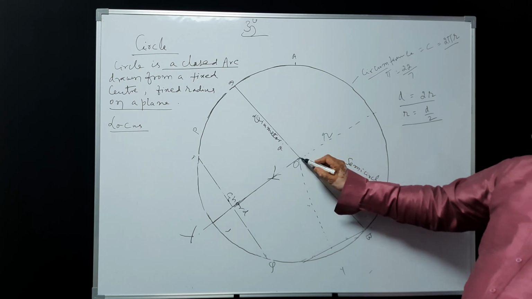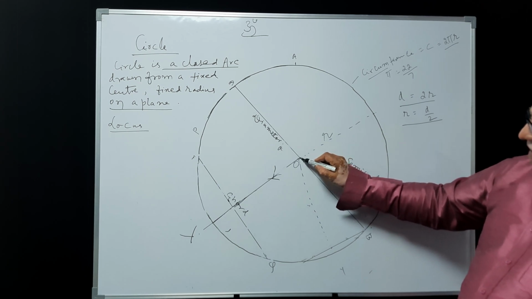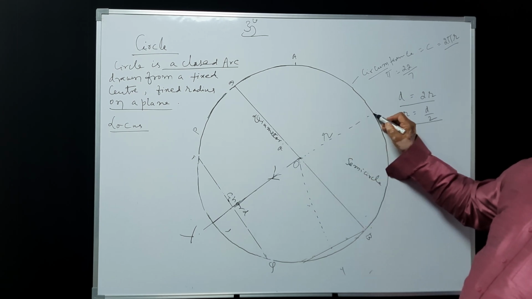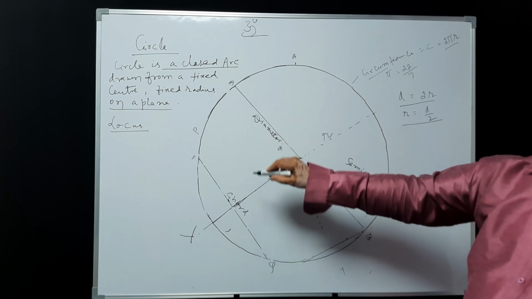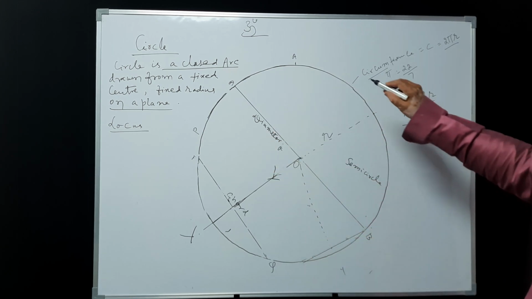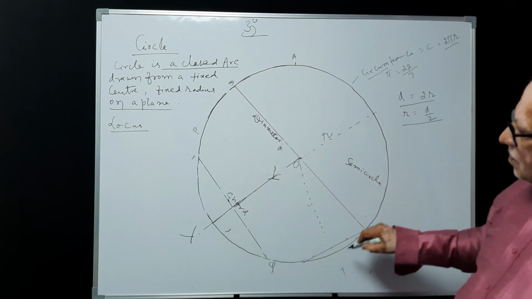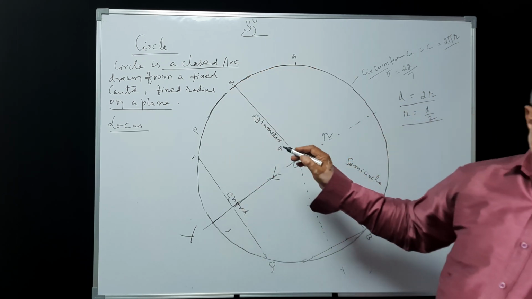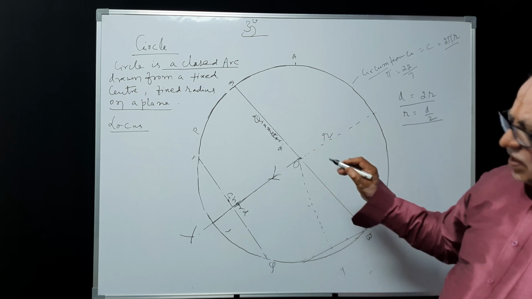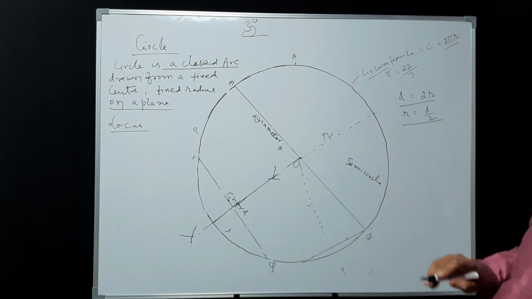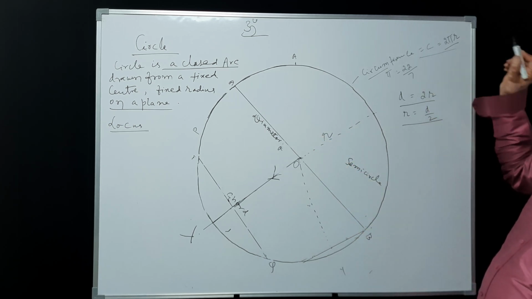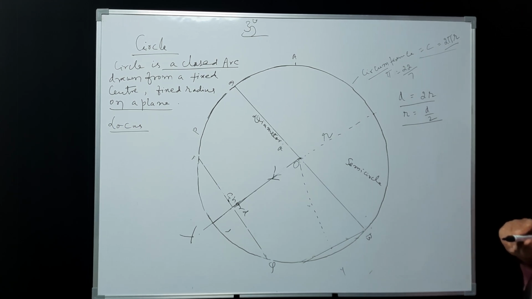Radius is the distance between the center of the circle and the circumference of the circle. Circumference is the length of the curved path of the circle, which is equal to the distance travelled by a circular wheel in one rotation. Circumference is calculated by the formula C equals 2 pi r.